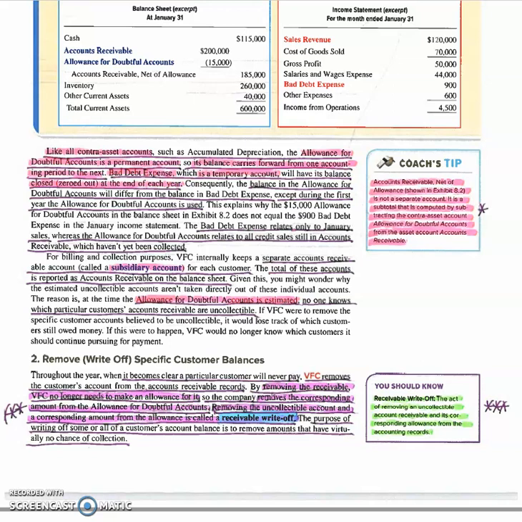A lot of students really struggle with this concept. I don't know how to explain it any more than this: the allowance account is a contra asset that is reducing accounts receivable. So if we reduce both accounts receivable and the allowance account by the same amount, net accounts receivable remains unchanged.